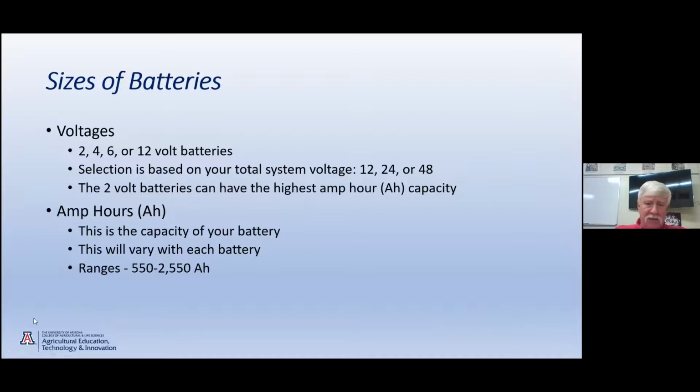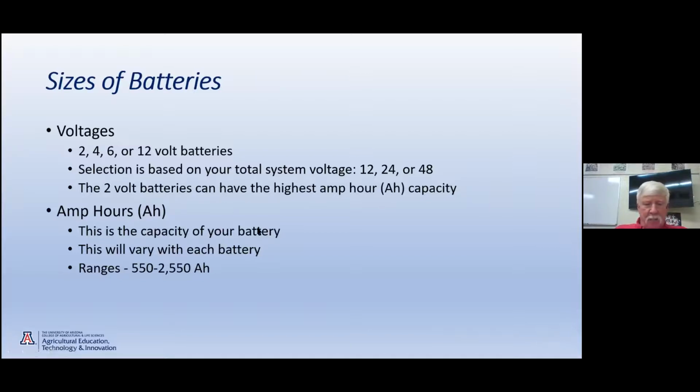The 2 volt batteries can have the highest amp hour capacity. So you might say, I'm going to look at 2 volt batteries because they have the highest amp hour capacity. But if I'm going to get to 48 volts, you can see right there, I've got to have how many batteries to get to 48 volts. Okay, so you can do the math there, 48 divided by 2. I'm going to have 24 2 volt batteries just to get to 48 volts. So you start building this battery bank in this design. And again, it all depends on how much energy you actually use.